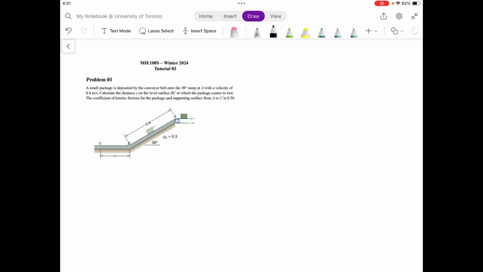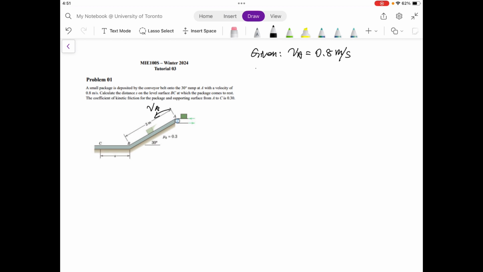Tutorial number 3, question number 1. A small package is deposited by the conveyor belt on the 30-degree ramp at A with a velocity of 0.8 meter per second. We have the initial velocity, which is 0.8 meter per second.